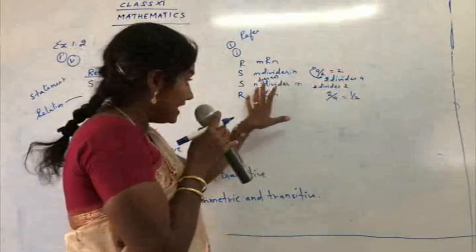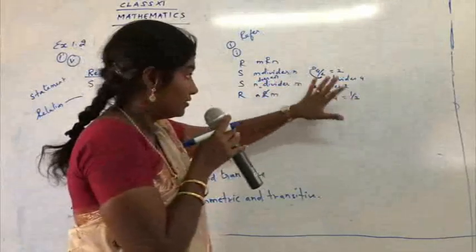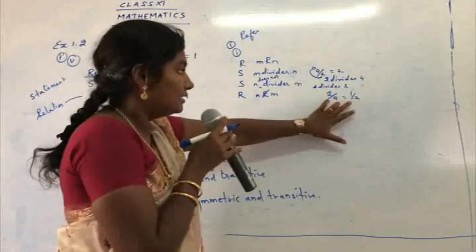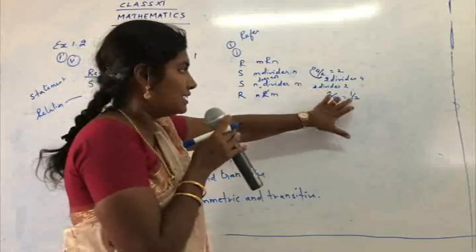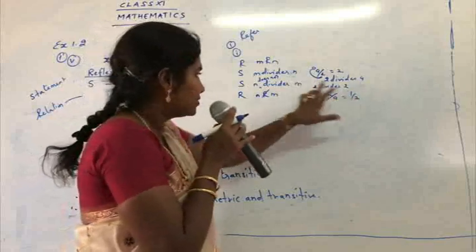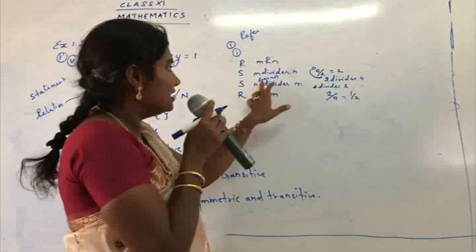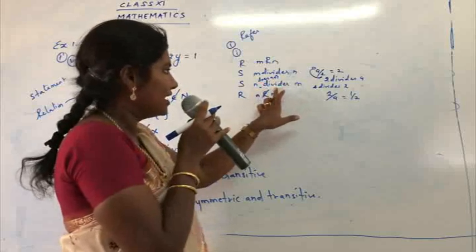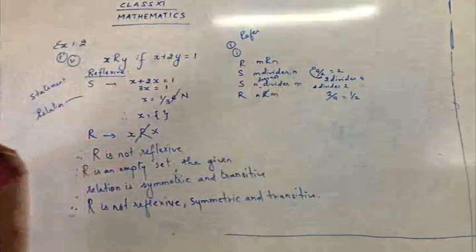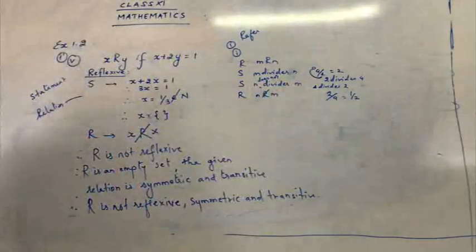N is dividing M, agreed. 4 divides 2 is agreed, but we are not able to get the relation. That is, the relation is defined only on the set of positive integers. So just you have to include N does not divide M. Then remaining everything is clear. So we have written the remaining part, then everything is done.